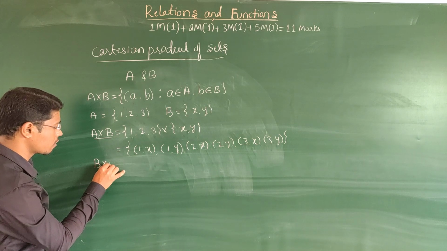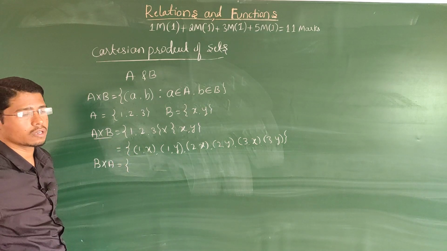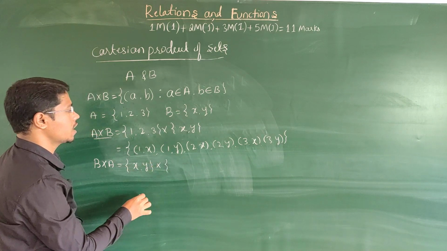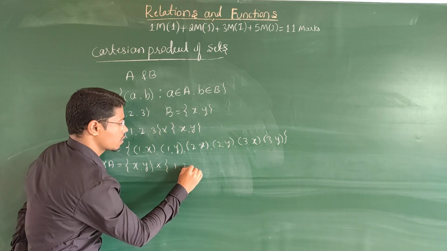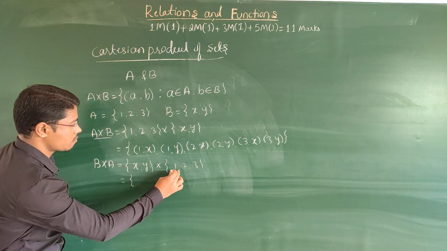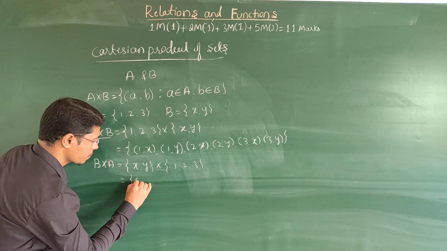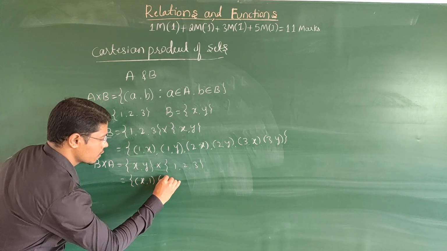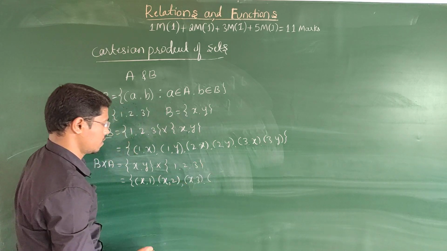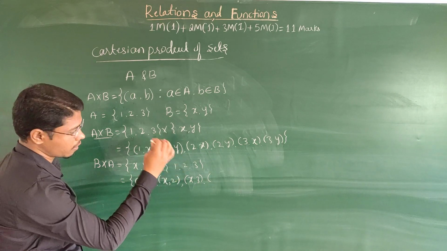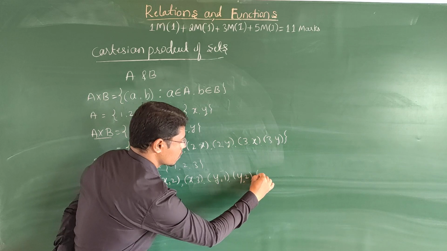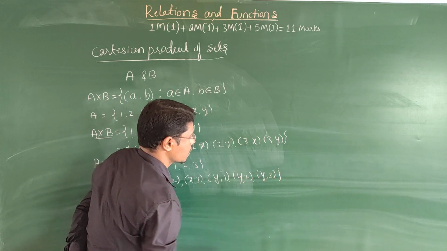Similarly, we can write B cross A. B cross A is equal to {x, y} cross {1, 2, 3}. This is equal to the Cartesian product: (x, 1), (x, 2), (x, 3), (y, 1), (y, 2), (y, 3).